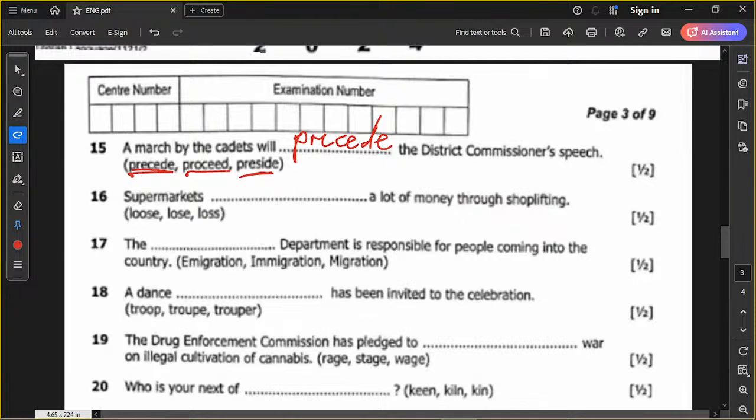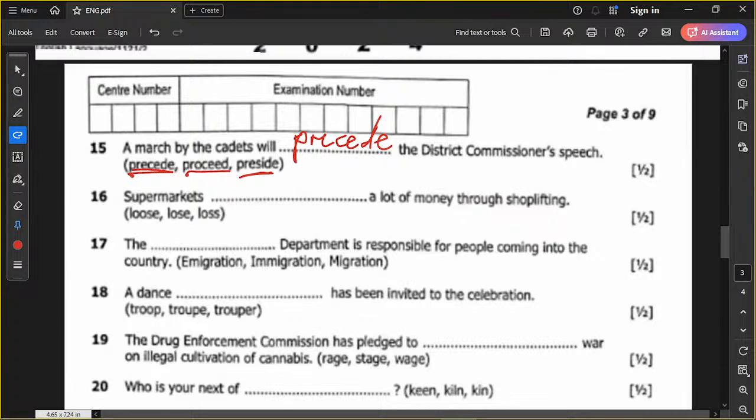Okay, to precede, to come before. So we are saying a march by the cadet will precede the district commissioner's speech. So come before the district commissioner's speech.